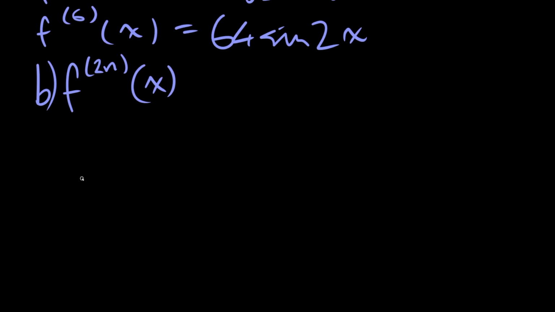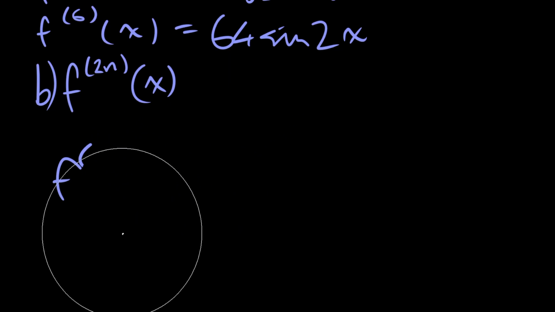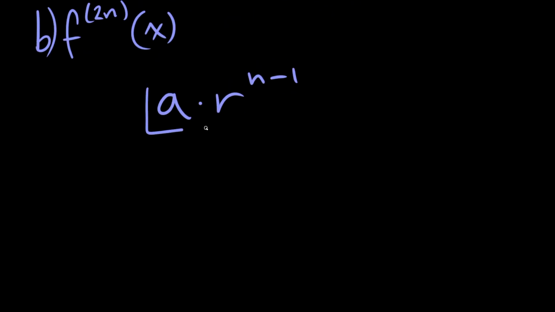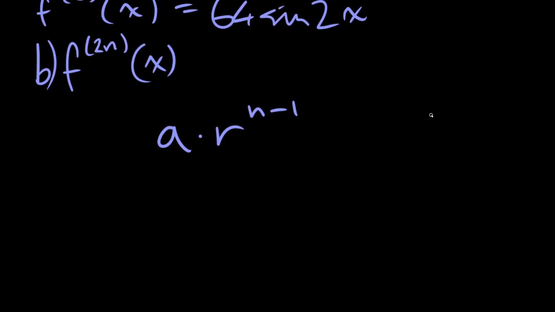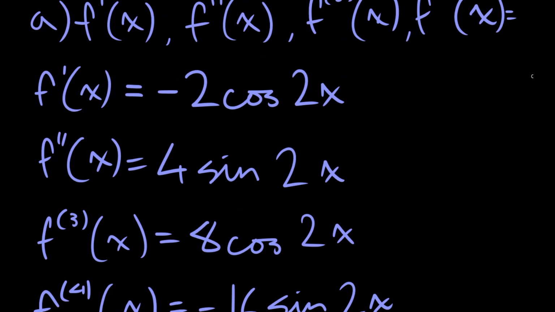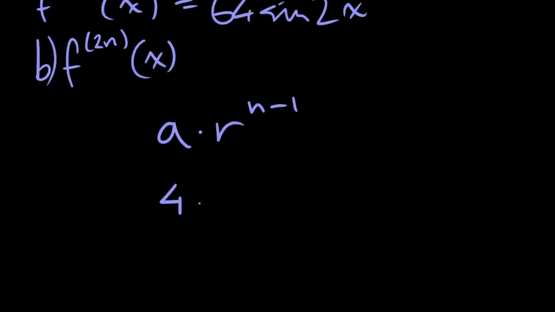So we know that this expression is going to have a 4 to the n term, but it's a series, right? A geometric series, if you remember. A times r to the n minus 1. So a is our first term, r is our ratio, and n is the number at which we're increasing by. So our first term in terms of the coefficient for this function is 4. So we'll have 4 times r, which is also 4.